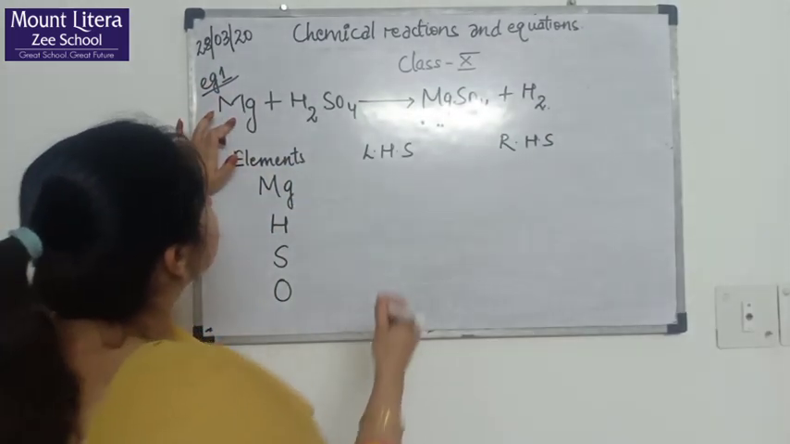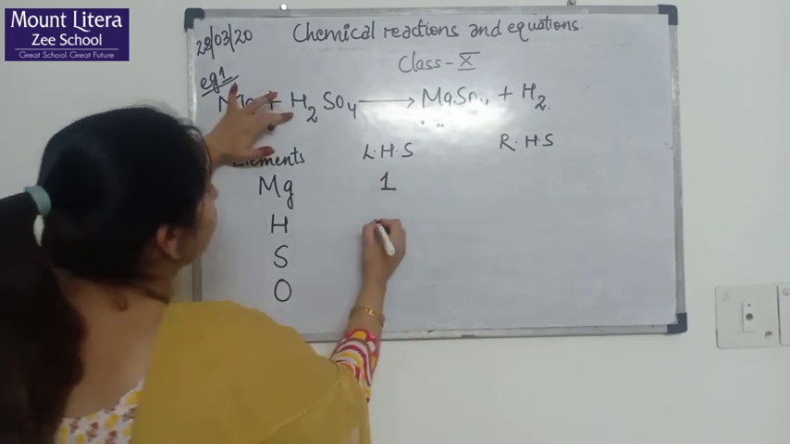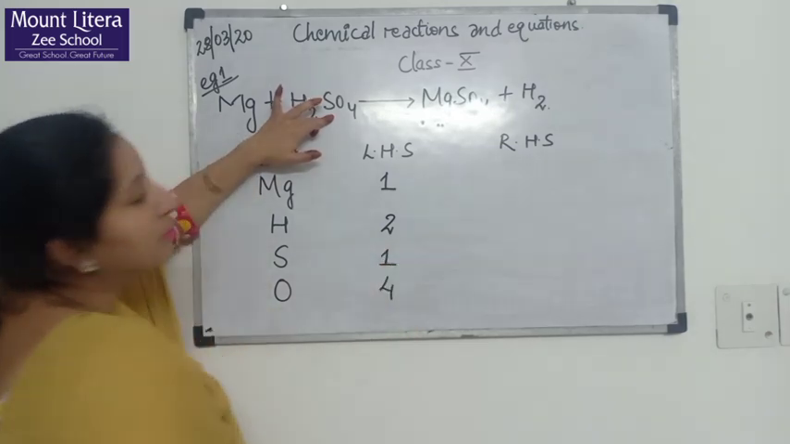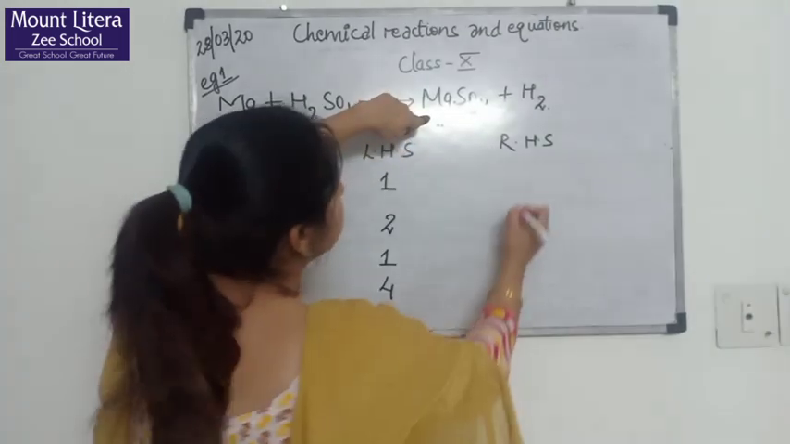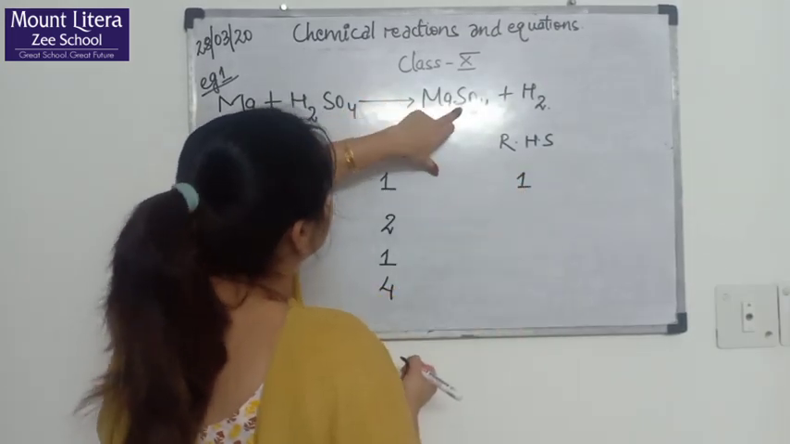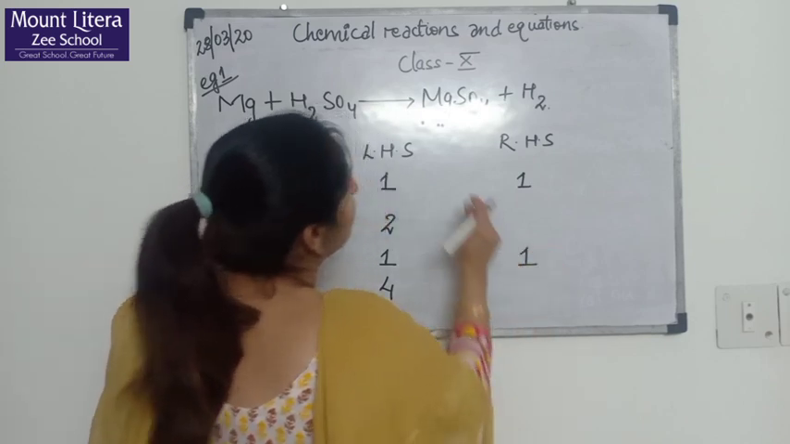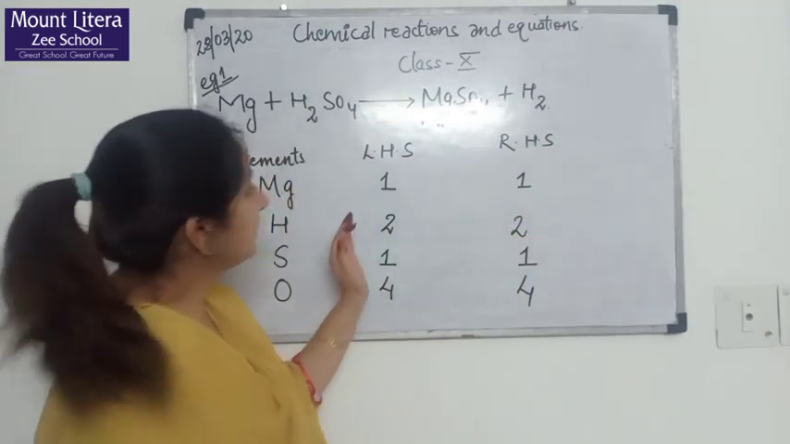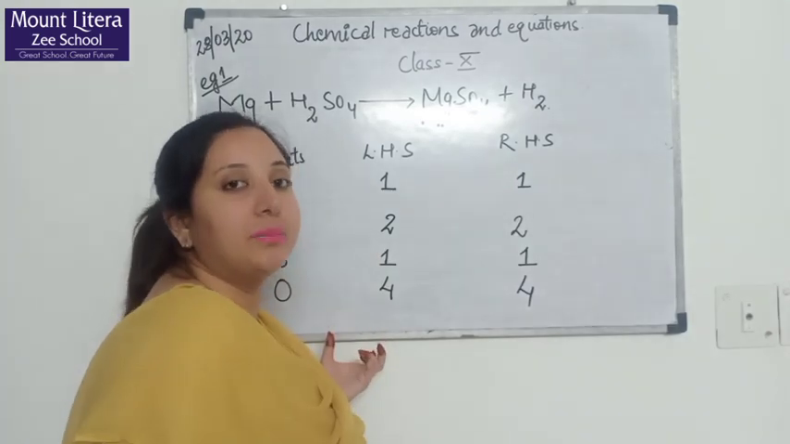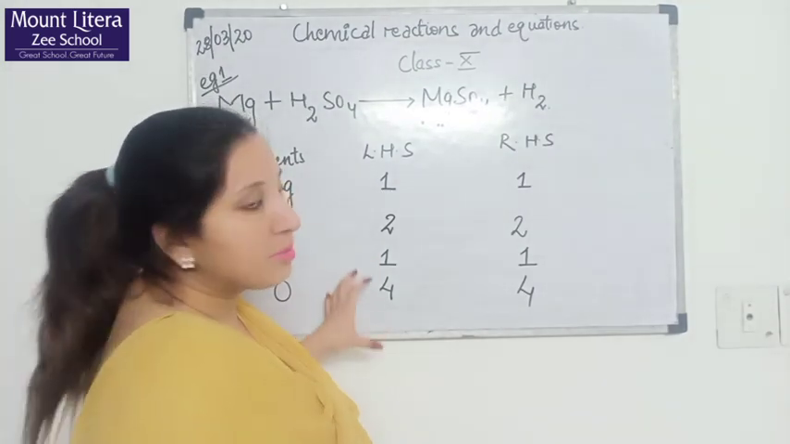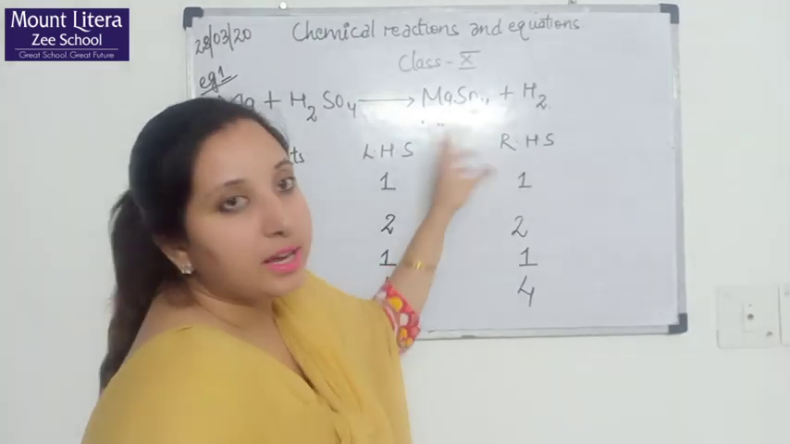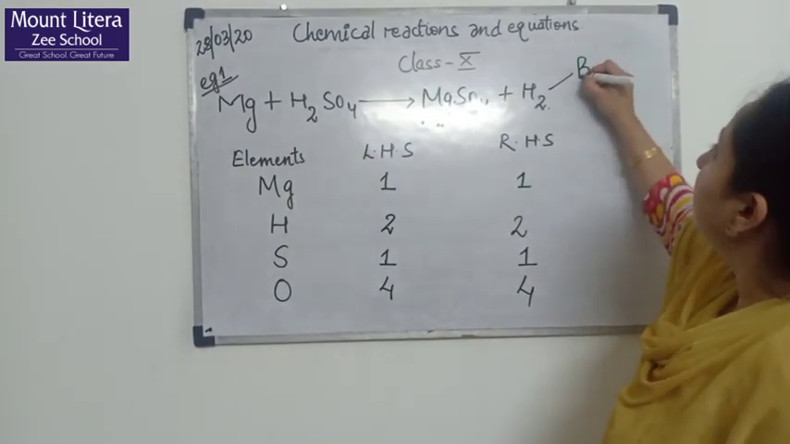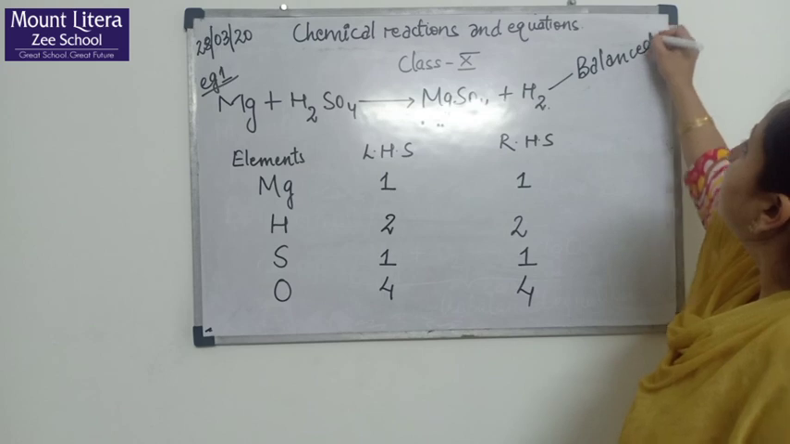Here, magnesium is 1, hydrogen is 2, sulfur is 1, oxygen is 4. Coming to the RHS, again magnesium is 1, sulfur is 1, oxygen is 4 and hydrogen is 2. Comparing both sides for all the elements, we observe that all the elements on both sides are the same. Therefore, this particular equation is a balanced equation.